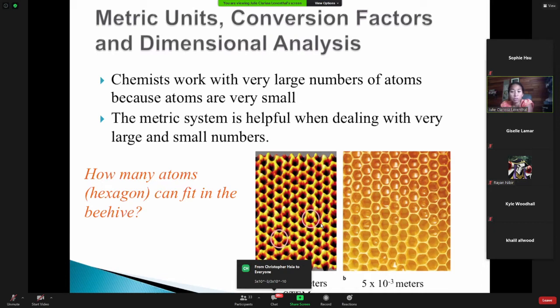So Christopher wrote, it's 5 times 10 to the minus 3 divided by the size of the hexaatom. So it's 1.67, but do not forget your exponent. So it's going to be 1.67 times 10 to the 7, more than a million. More than a million hexaatoms can fit into a beehive. A beehive is really small already, and one beehive can fit more than a million hexaatoms. So that means your atoms are really tiny. That's why we're doing all this scientific notation.